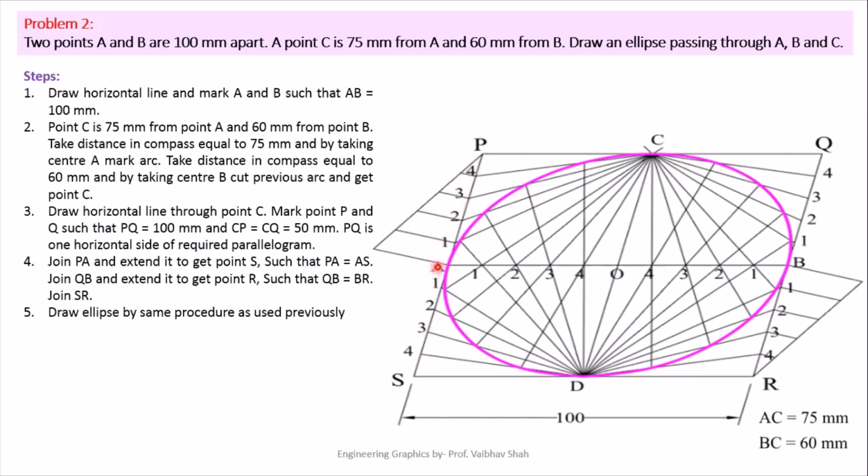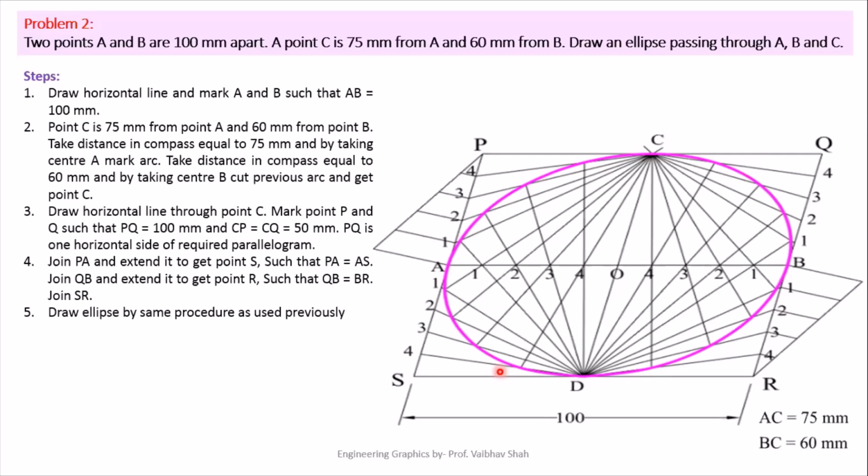After getting point P and S, you will simply take the dimension of PS on your roller scale or drafter, slide it onto the right hand side of your point B and draw the similar length of this line. So you will be having this intersection with the horizontal line somewhere here. So you will be having this point Q and point R. So try to complete your parallelogram.